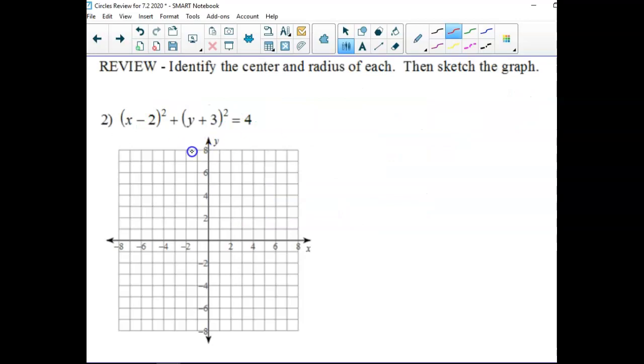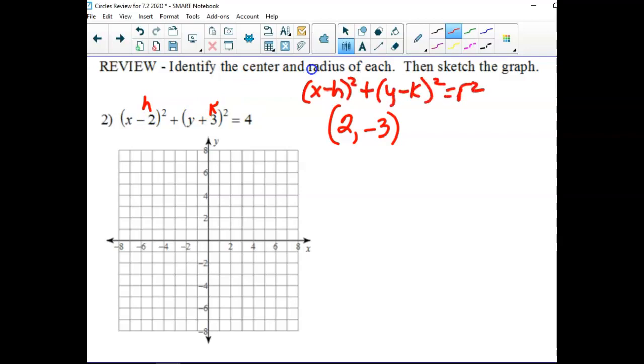All right, guys, tell me where the center is. Yes, 2, -3. It is the opposite of what's in here because the formula was x minus h and y minus k. And the radius squared is 4, so our radius is 2. Do we have to worry about a plus or minus? No, because it's a distance, so it can only be positive.